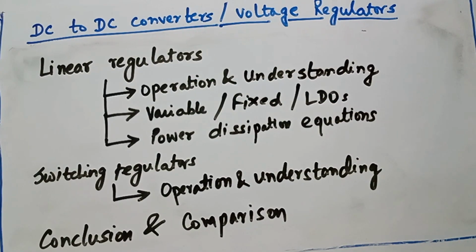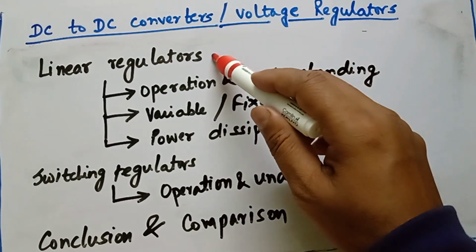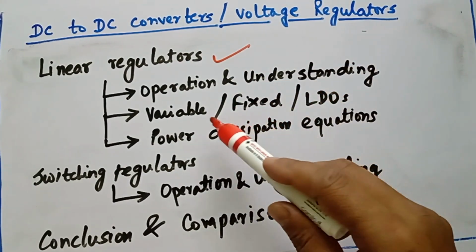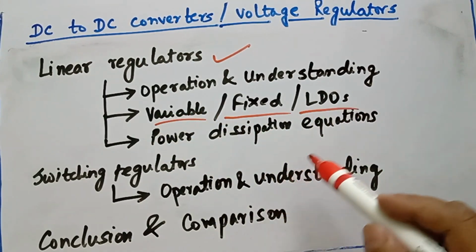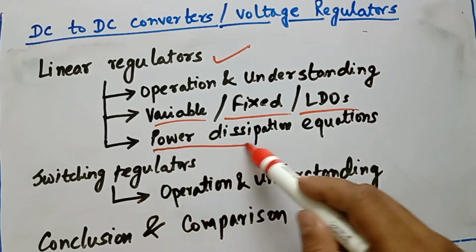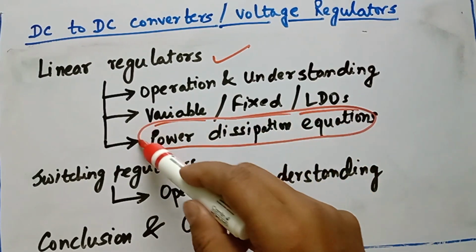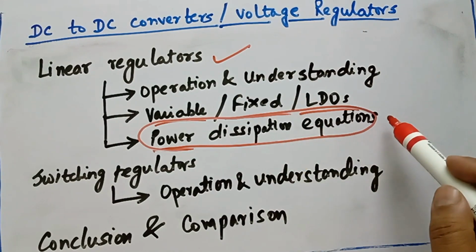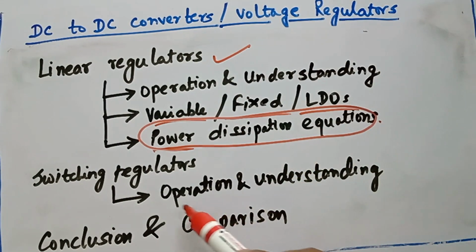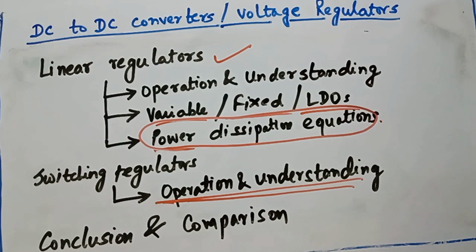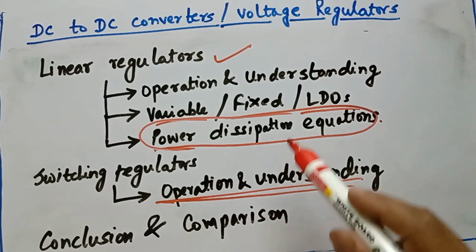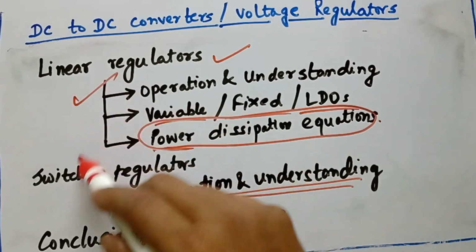Today in this video we'll be going through linear regulators, their operation and understanding, different types of linear regulators like variable, fixed, LDOs, and why linear regulators are not that efficient. So we will try to figure out some power dissipation equations and how they operate. And then finally we'll see the switching regulators. We'll try to understand the operation details of the switching regulators. And then we'll close the video with a conclusion and comparison between these two regulators, linear and switching.